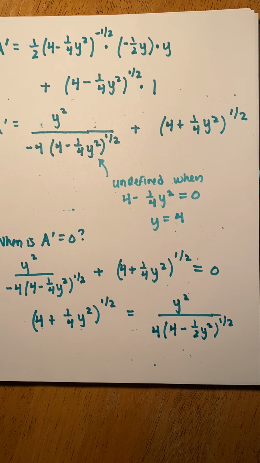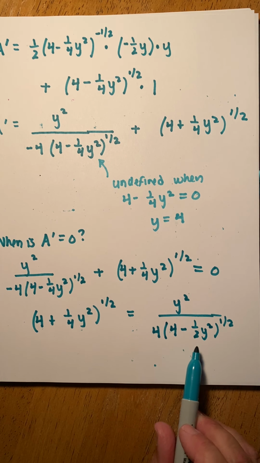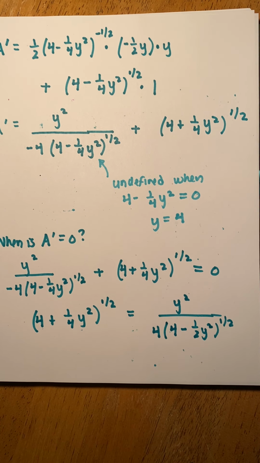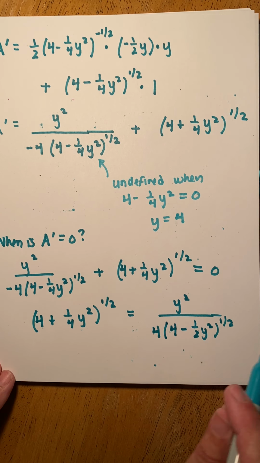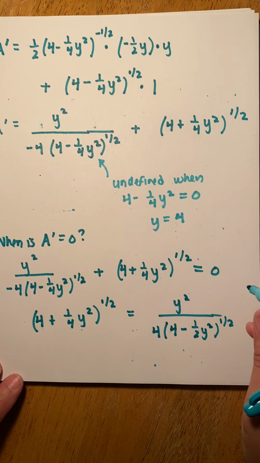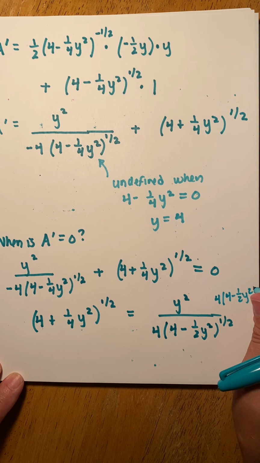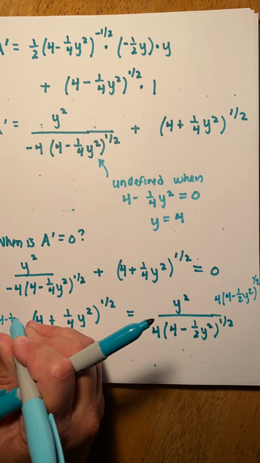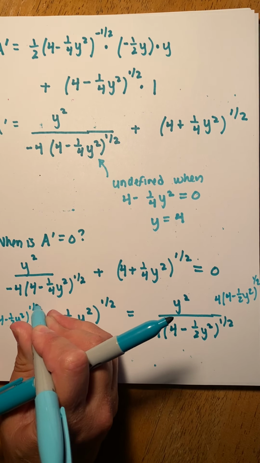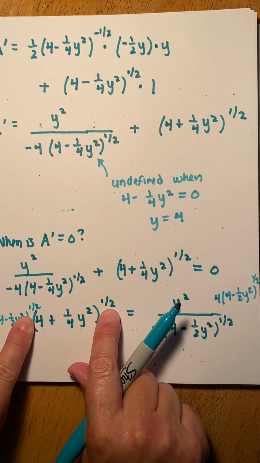I'm going to eliminate the fractions by multiplying both sides by this denominator. I'm going to multiply both sides by 4 times 4 minus 1/2 y squared. Watch how really nice things happen here. So I'm going to bring this guy over to that side. I'm multiplying both sides by the denominator, 4 minus 1/2 y squared to the 1/2, and 4 times 4 minus 1/2 y squared to the 1/2, because I don't like working with fractions.